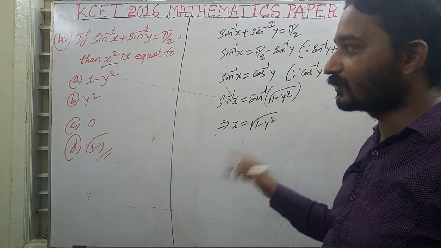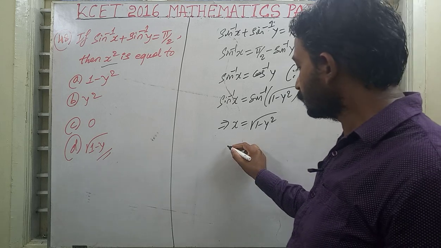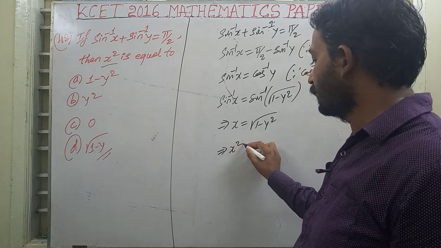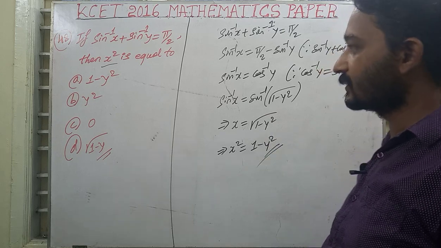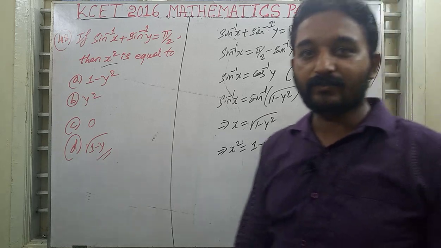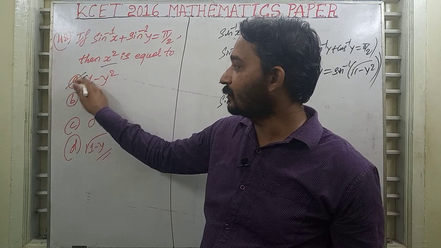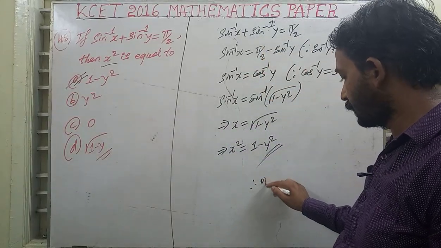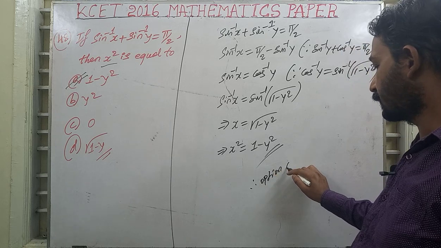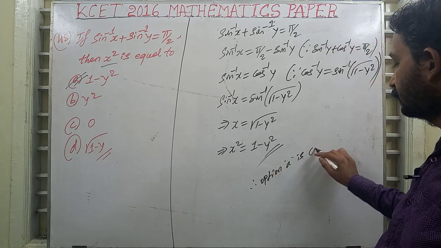Now squaring on both sides, this implies x square is equal to 1 minus y square. So good answer, x square is equal to 1 minus y square. Therefore option A is good answer, option A is correct.